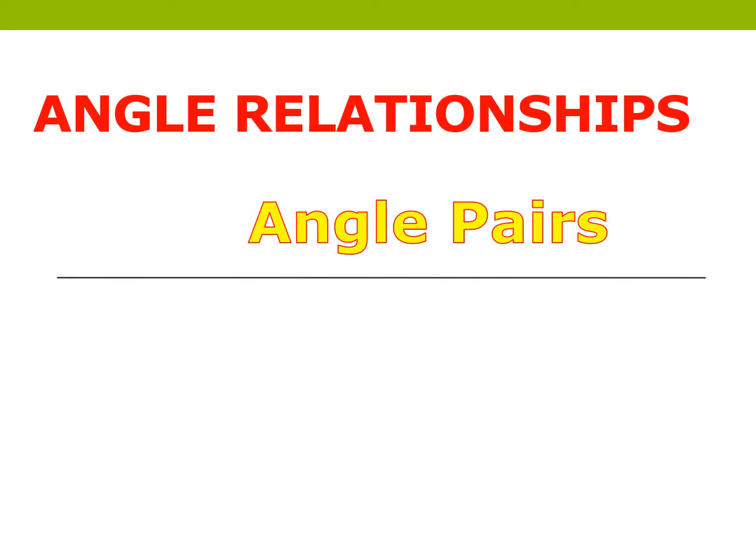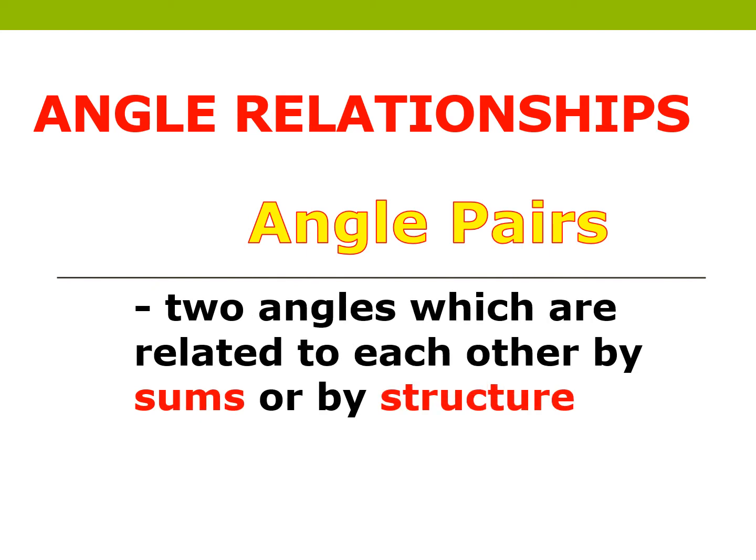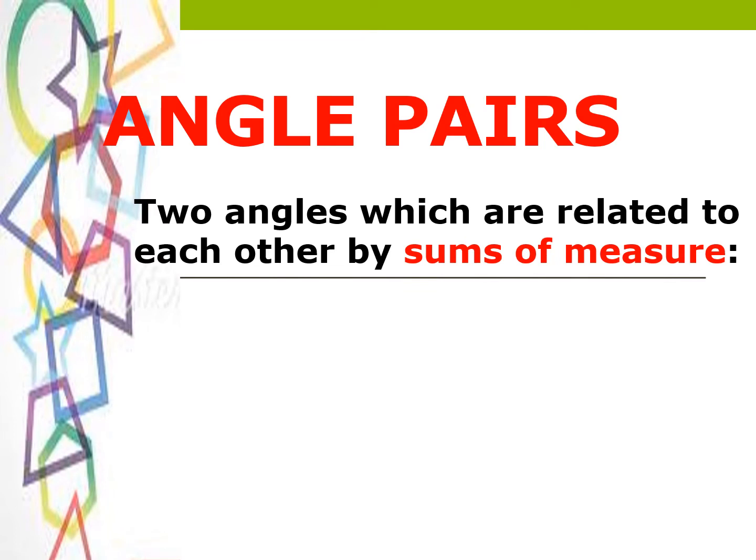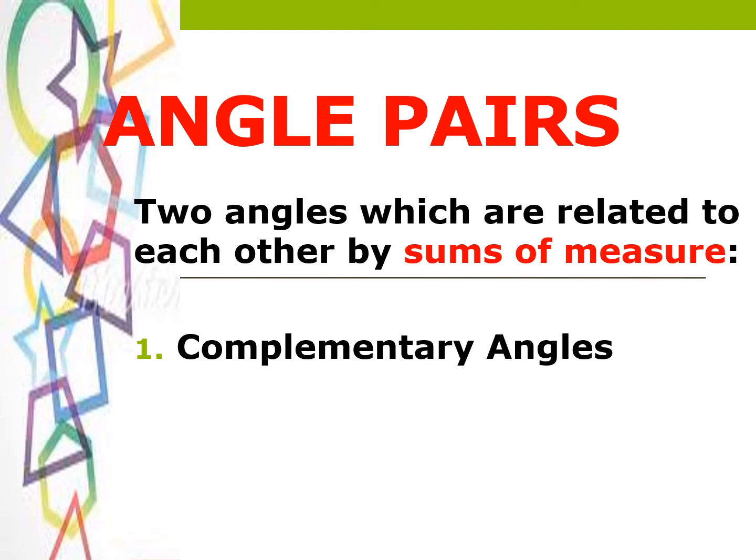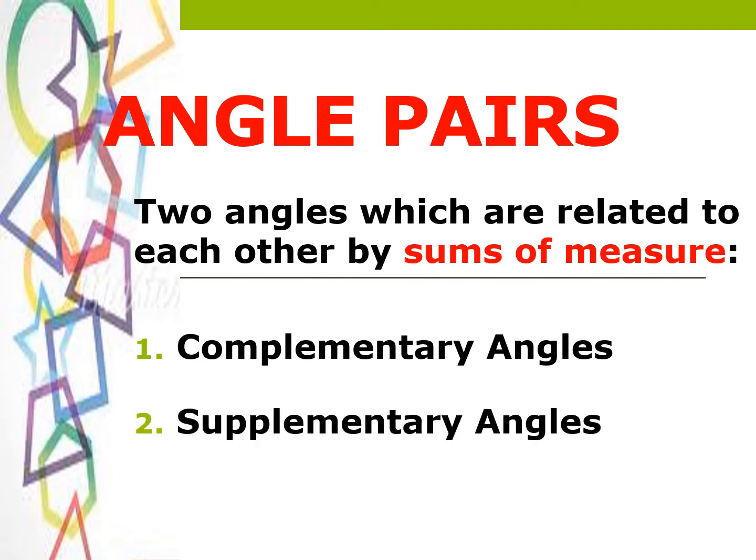Now, angle relationships. Here we have angle pairs. Two angles which are related to each other by sums of measure are known as angle pairs. We have the complementary angles and the supplementary angles.